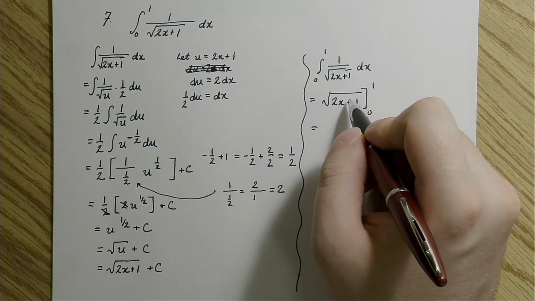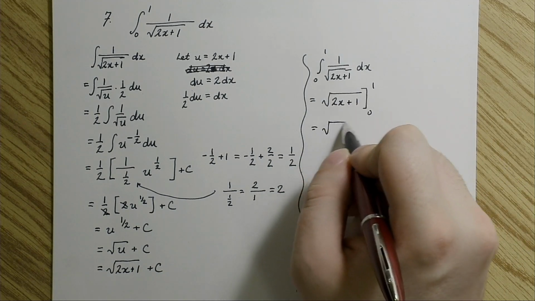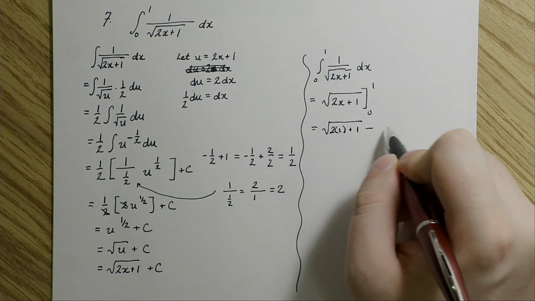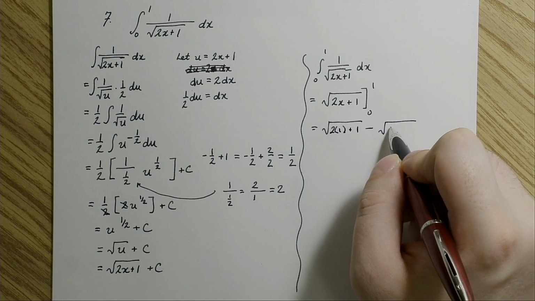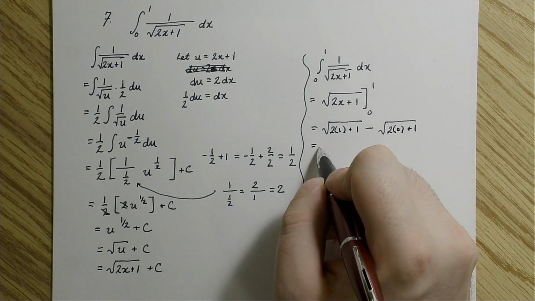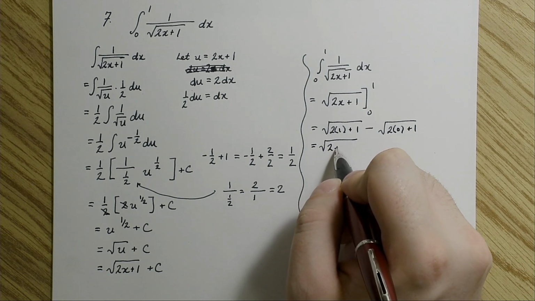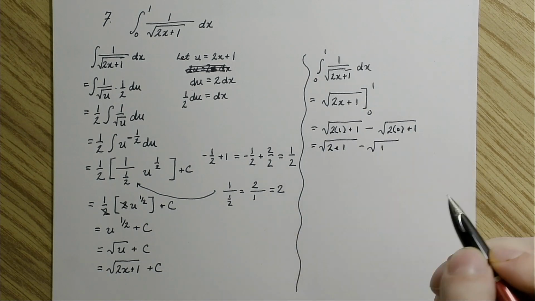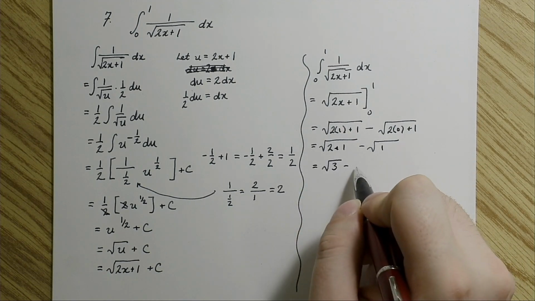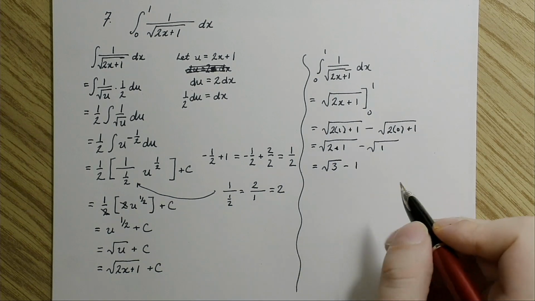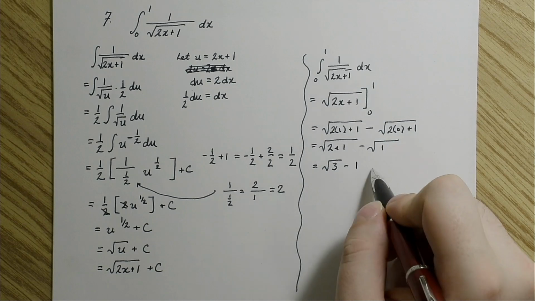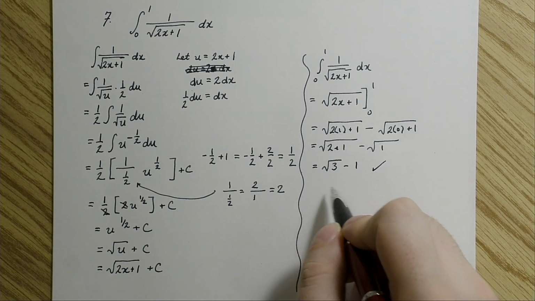And now I substitute the 1 into that antiderivative. Subtract that from the bottom one, which is 2 times 0 plus 1. And I'm left with 2 plus 1 minus 1, square root of 1. So I get the square root of 3 minus the square root of 1, which is 1. And there's my final answer, the square root of 3 minus 1. And that's correct. That matches the back of the book.